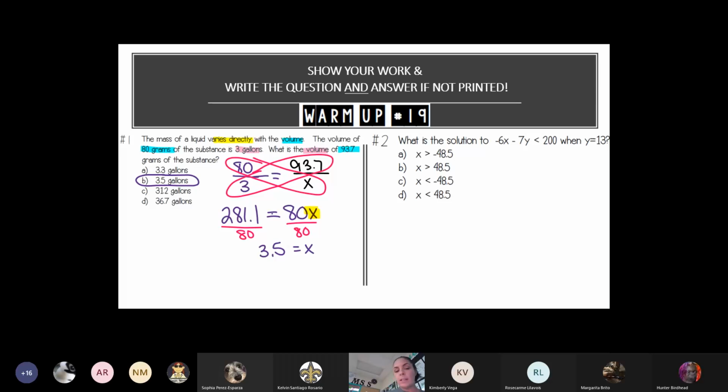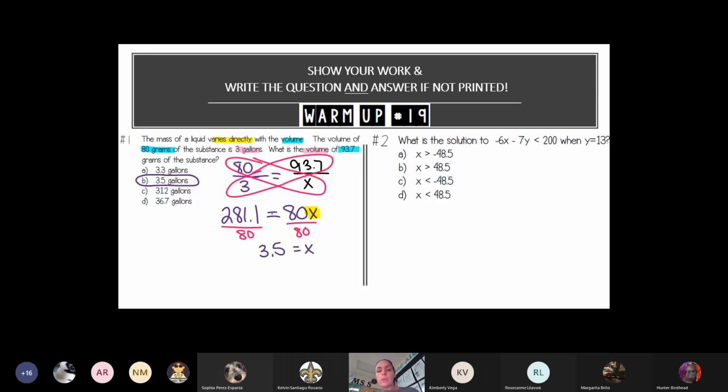Another student told me all they did was figure out the unit rate, so they did 80 divided by 3, found out the unit rate, and then did 93.7 divided by the unit rate. Either one got you the same answer, and you can approach it whatever way makes the most sense for you.